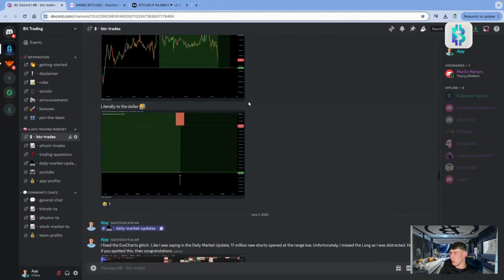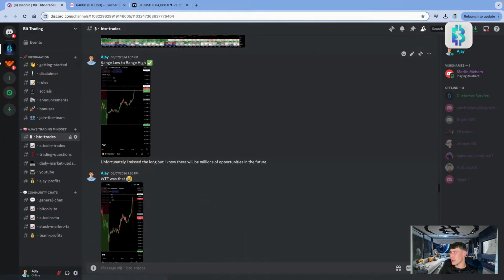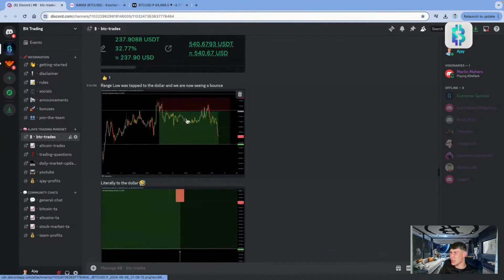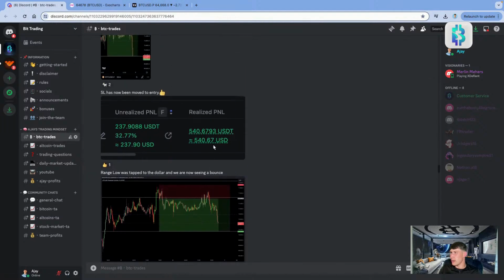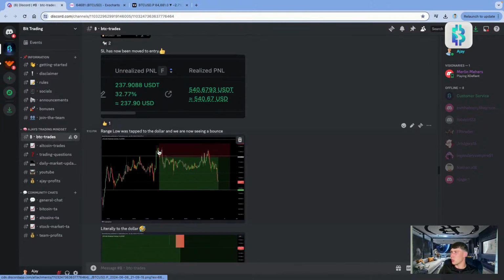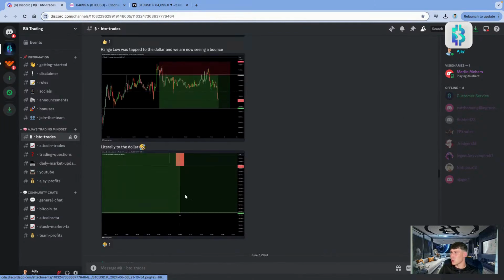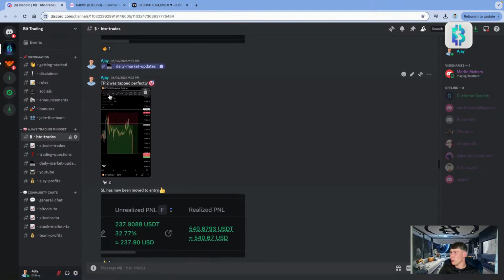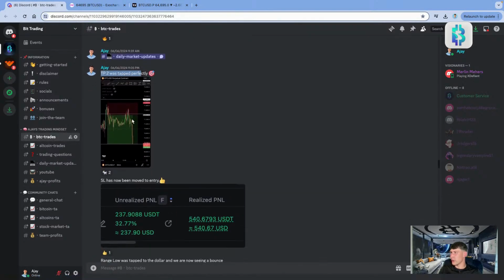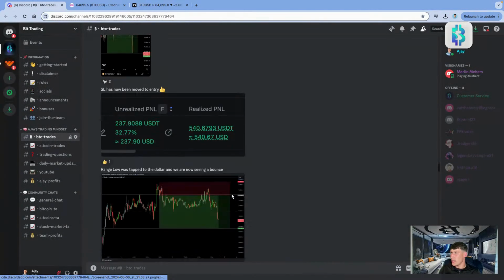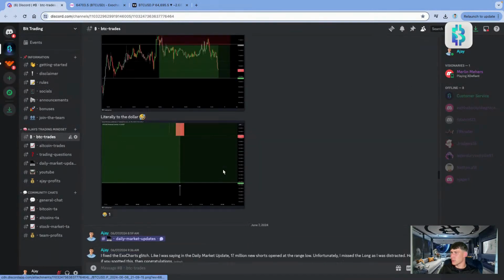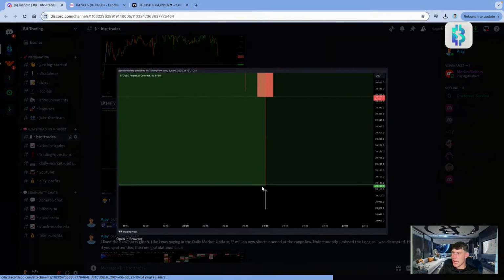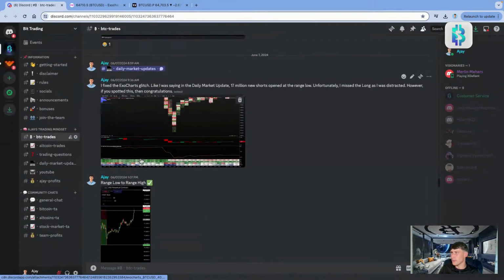We can actually scroll up to where that was. So we were actually in a long trade. Was it on? No, we were in a short trade. We were in a short trade. TP2 was tapped perfectly on that short trade. Came down to range low, and we literally tapped range low to the dollar. We tapped range low to the dollar there.